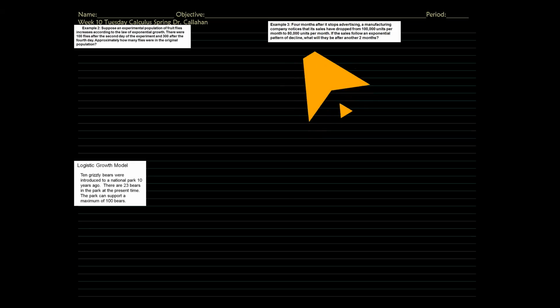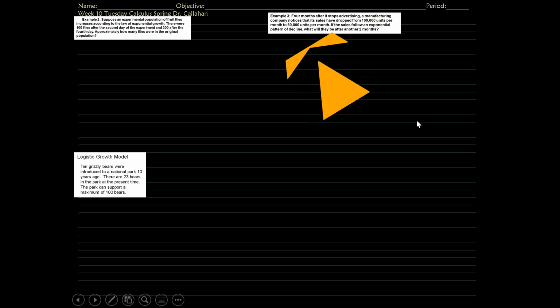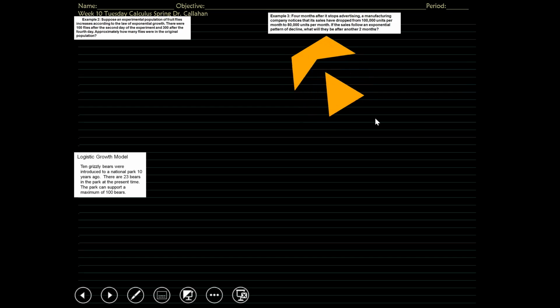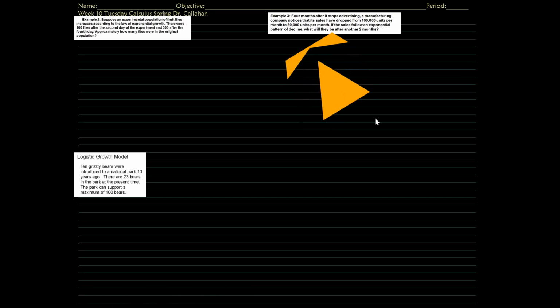Okay, so let's go ahead and take a look at this question here. It says 4 months after it stopped advertising, a manufacturing company noticed that its sales have dropped. So if something's dropping and decreasing, the k is going to be negative. It noticed the sales have dropped from 100,000 units to 80,000 units, okay?